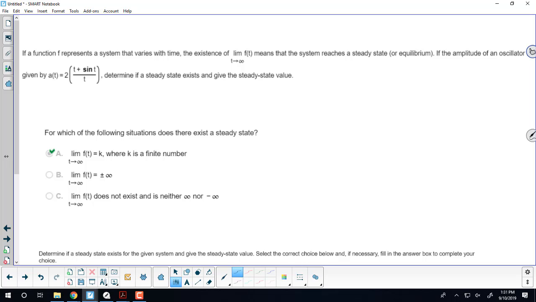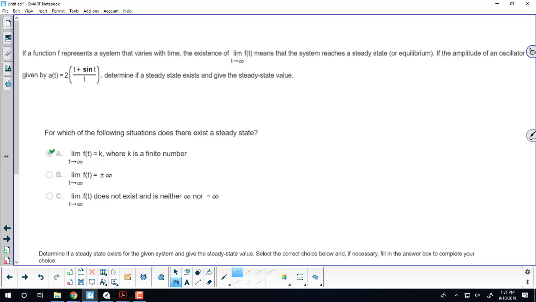Okay, the amplitude of an oscillator is given by A of t. Determine if a steady state exists and give the steady state. So really the first part says, for which of the following situations does there exist a steady state? So it's just checking that you know what a horizontal asymptote is and how that looks mathematically. So if I compute the limit at infinity on some function and get a finite number, then that finite number is my horizontal asymptote, i.e. my steady state.